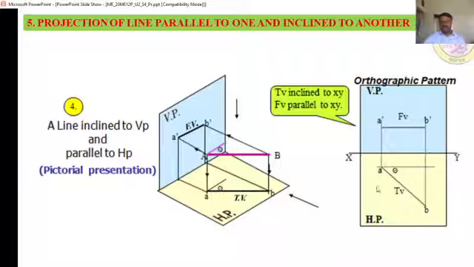And to obtain the front view, the distance above HP you will be knowing. Just project it further, you will get A dash. So this is the front view of the end A. Similarly, from here you draw a vertical projector and locate B dash, the other end front view. So this is the orthographic projection.